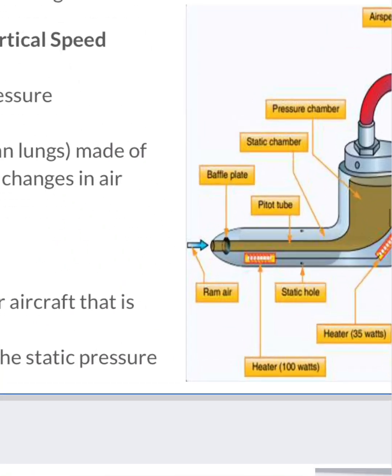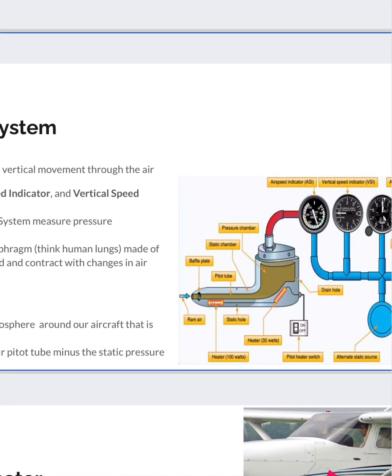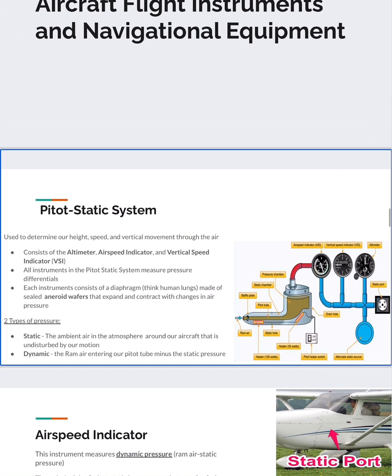It's going to be this ram air minus the static air. So you can think of it as the ram air coming in through the pitot tube minus the actual air mass that we're flying through. Because if we're flying at high altitudes all the time, pressure would always be really, really low, and these indications would always be really, really low. But we'll get more into that when we talk about the airspeed indicator here.